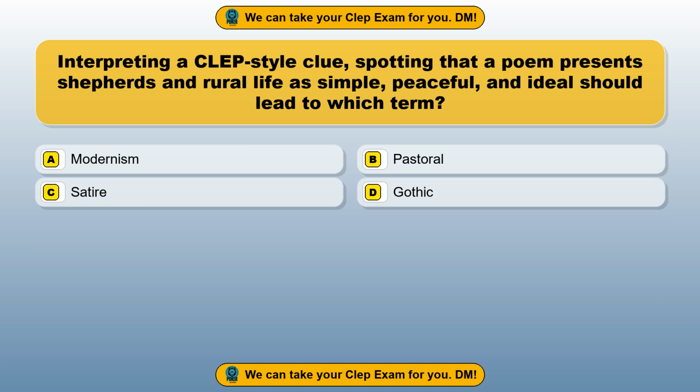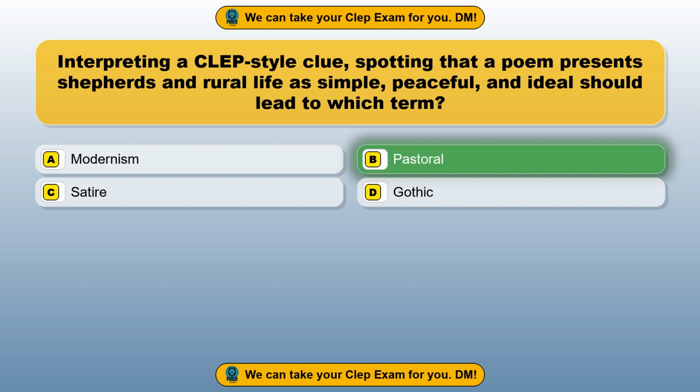Question 77. Interpreting a CLEP-style clue, spotting that a poem presents shepherds and rural life as simple, peaceful, and ideal should lead to which term? Option A, modernism. Option B, pastoral. Option C, satire. Option D, Gothic. The correct answer is option B, pastoral.